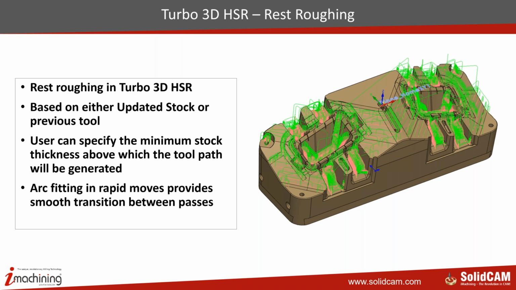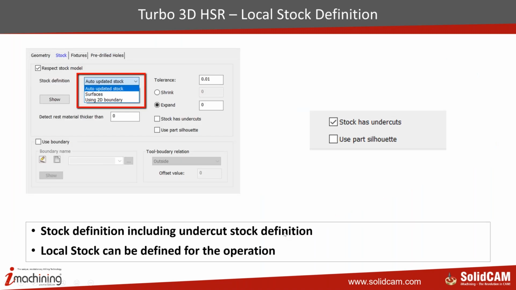So this is very useful. The smooth transition of the tool movement happens on the machine by using this arc fitting option inside rapid movements. And now you can also define a local stock definition. You can pick a set of surfaces and create a local stock inside Turbo HSR.